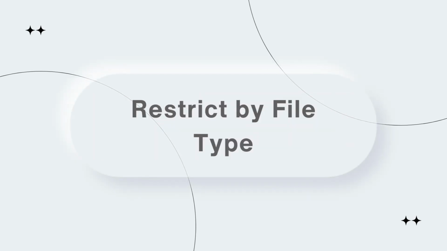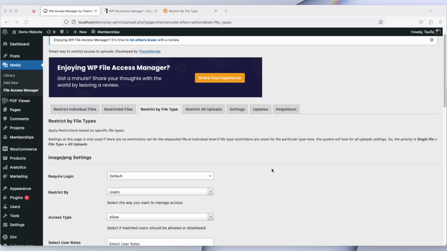Okay, so the next restriction type is restrict by file type. Every file of that file type will be restricted from a specific user or user roles. And how to do that? Come to File Access Manager and the restrict by file type tab. Then the require login field will be selected to yes, this file type is restricted.